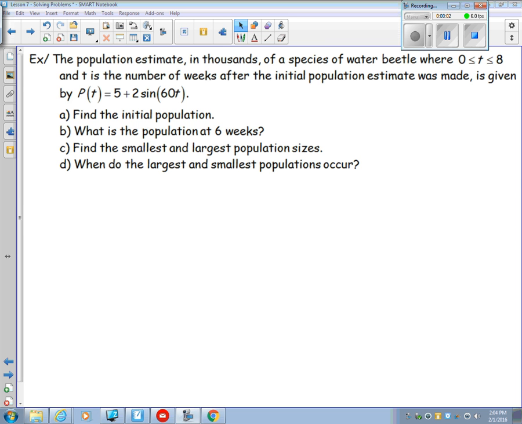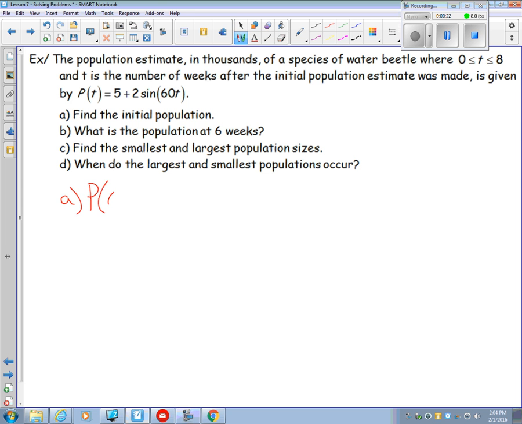Okay, so we go to the back side here now and look at the third example. Here we get the population of a species of water beetle. After a certain number of weeks, between 0 and 8, it tells us, is given by this equation. Find the initial population. Okay, so this is back to one of the first kind of questions we did at the beginning of this unit, right?